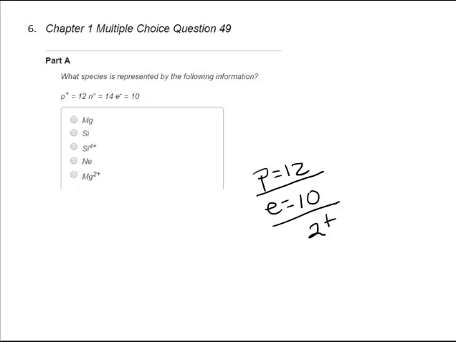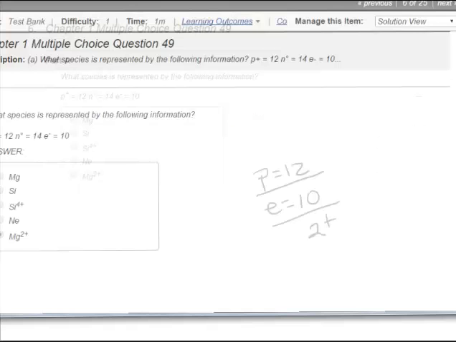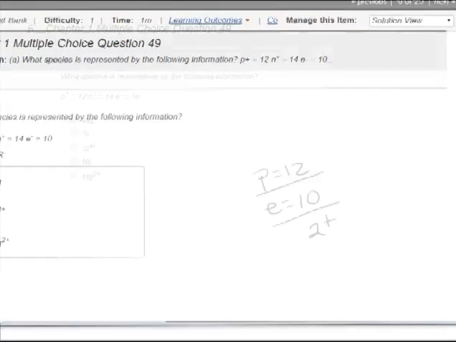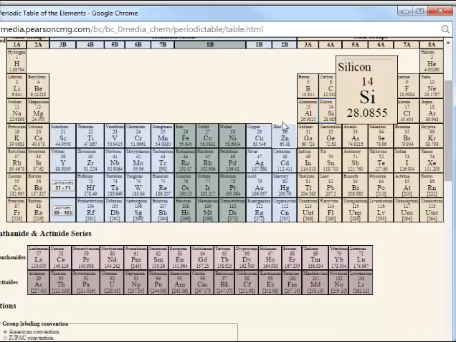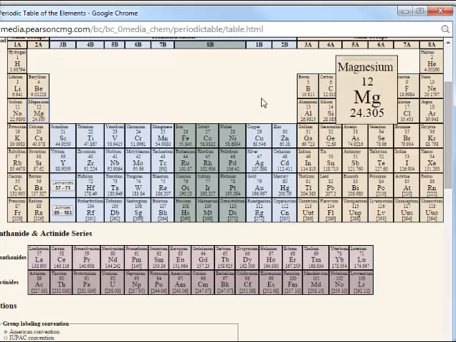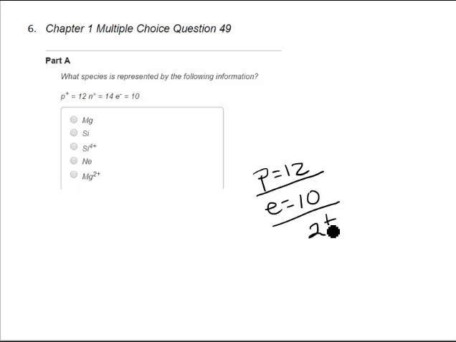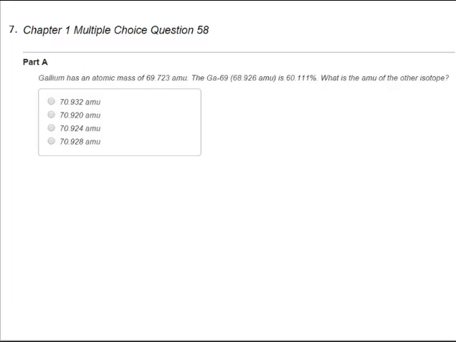So let's go back to our periodic table. Take a look at it. So we're looking for P12, number of protons. There it is. That identifies this as magnesium. And it has 2 more plus charges, so it must be Mg2 plus, not just Mg neutral. And that's because of the difference in the protons and the electrons.